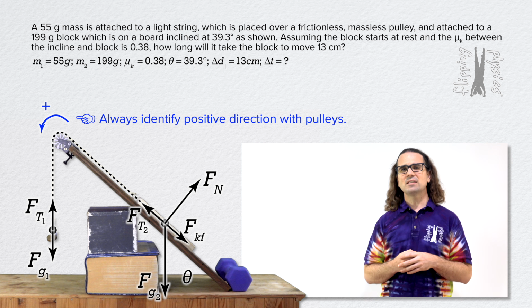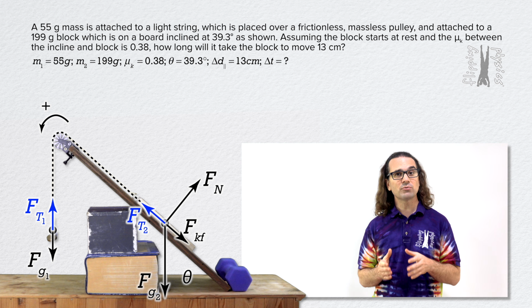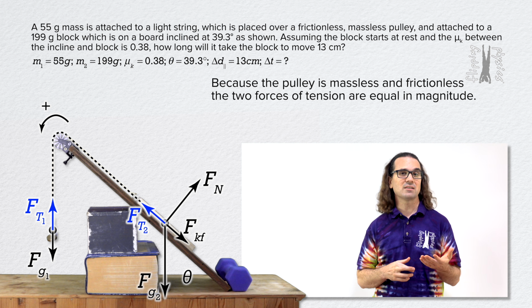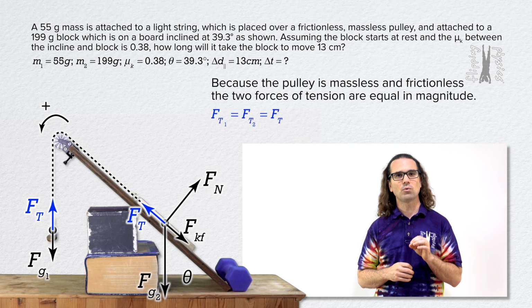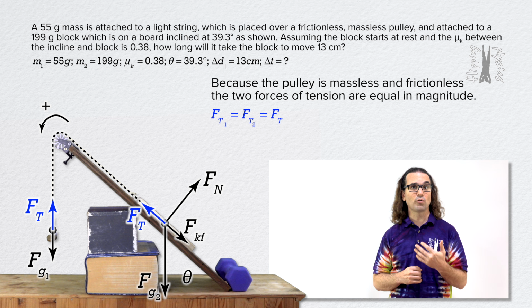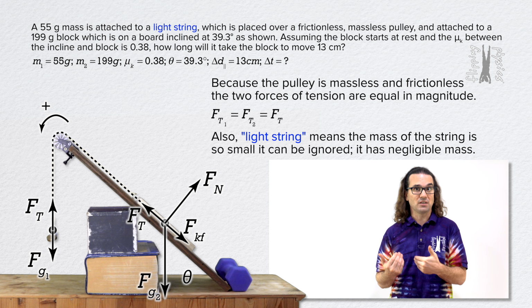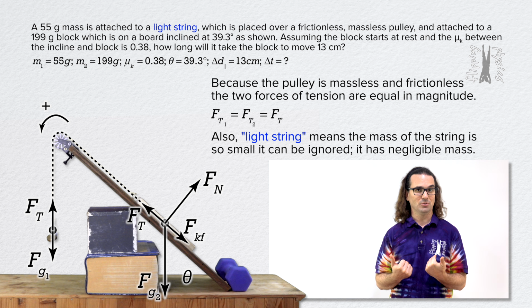Okay, we need to talk about the two different forces of tension. Please realize, because the pulley is massless and frictionless, those two forces of tension, force of tension 1 and force of tension 2, are equal in magnitude. If the pulley had mass, the two forces of tension would not be equal in magnitude. If the pulley were not frictionless, the two forces of tension would not be equal in magnitude.